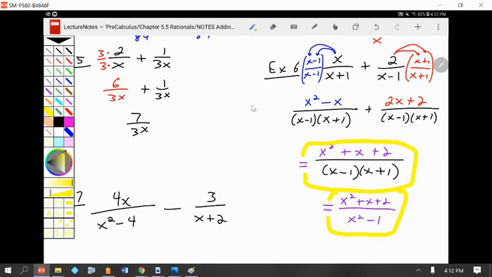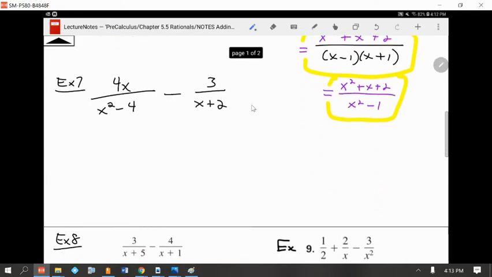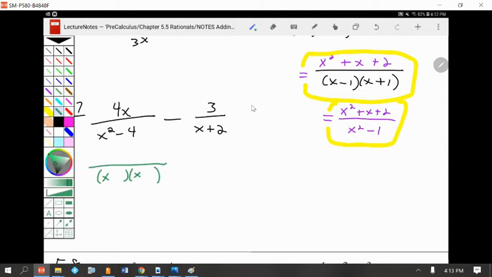So then number 7. Number 7, we're finally getting to a place where, let's pick a new color. Let's pick green. Notice on 7, the denominator of the first fraction is not factored. We have to factor it first. We have to factor x squared minus 4. And it's, x times x is x squared.